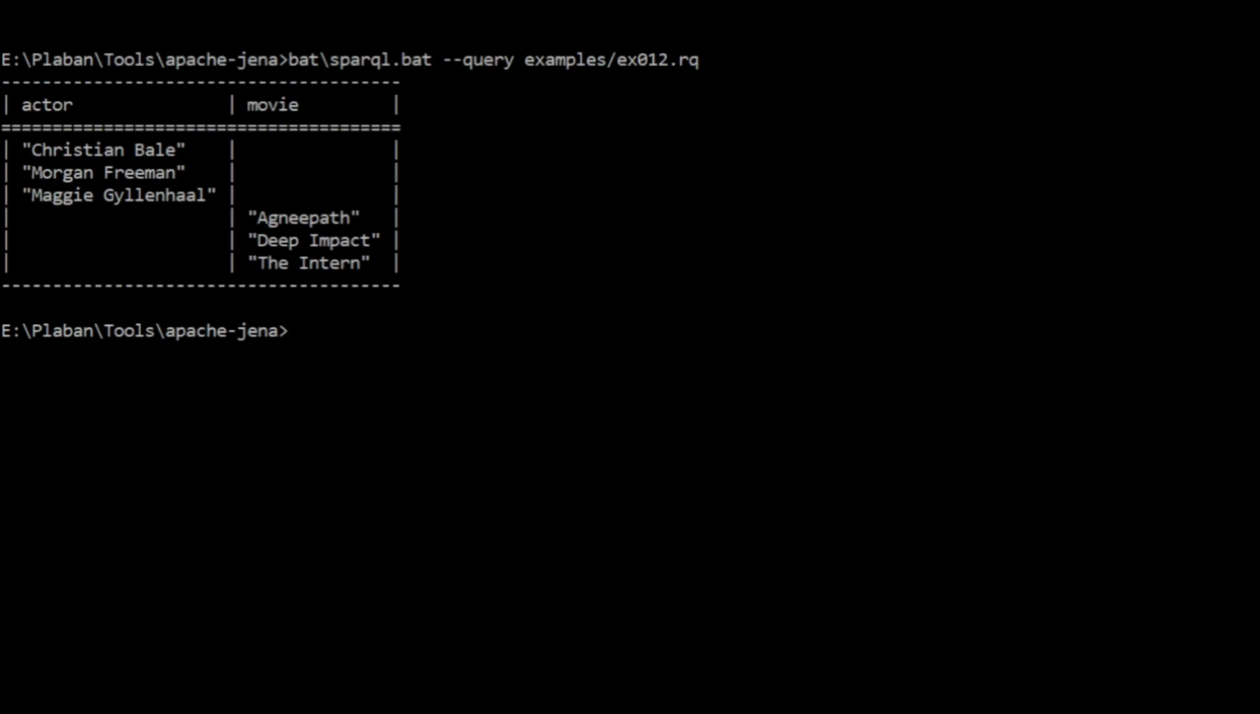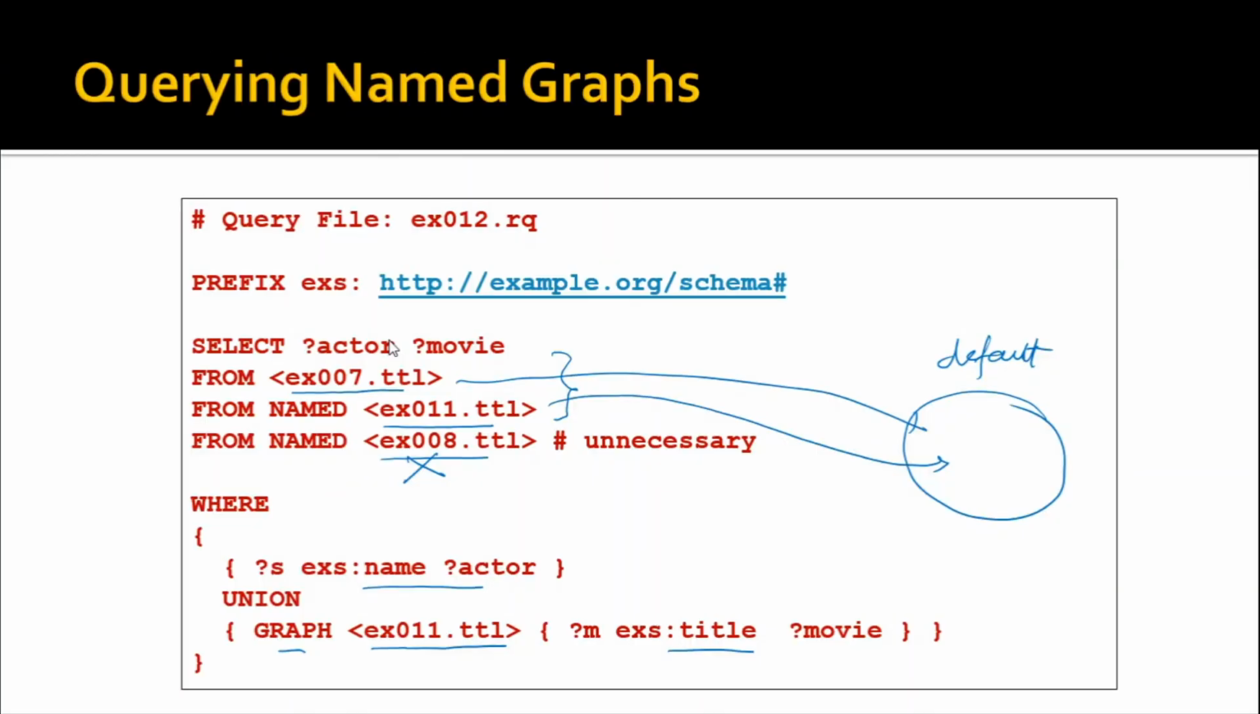So let us go back to the query and try to analyze. This part will be coming from the default, that is 007. So in 007 we have got the actor and the name of the actor. But in the 011 graph, we have only this movie and the title. So this movie title will not be coming from EX007.TTL. It will be coming only from this EX011 graph, right?